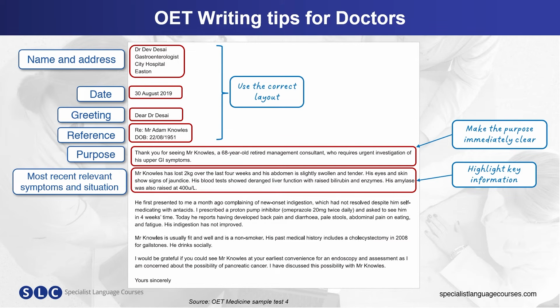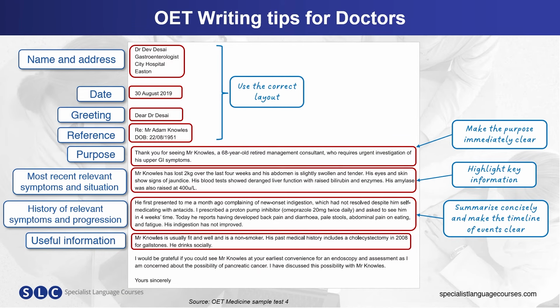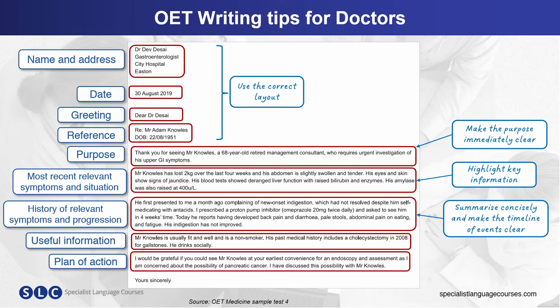In the third paragraph, we can see a history of relevant symptoms and their progression. There is also a clear timeline as well as effective summarizing with linking expressions to communicate the information clearly and effectively. In the following paragraph, we see useful information before the final paragraph, which has the plan of action, and an appropriate polite request phrase has been used.